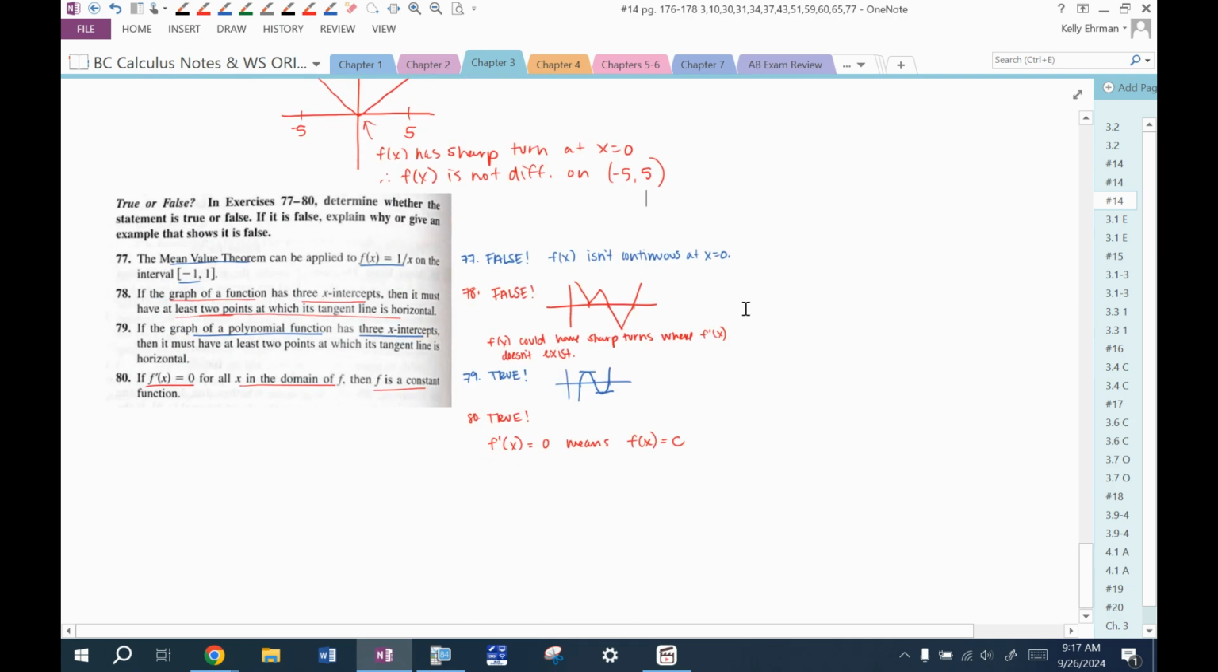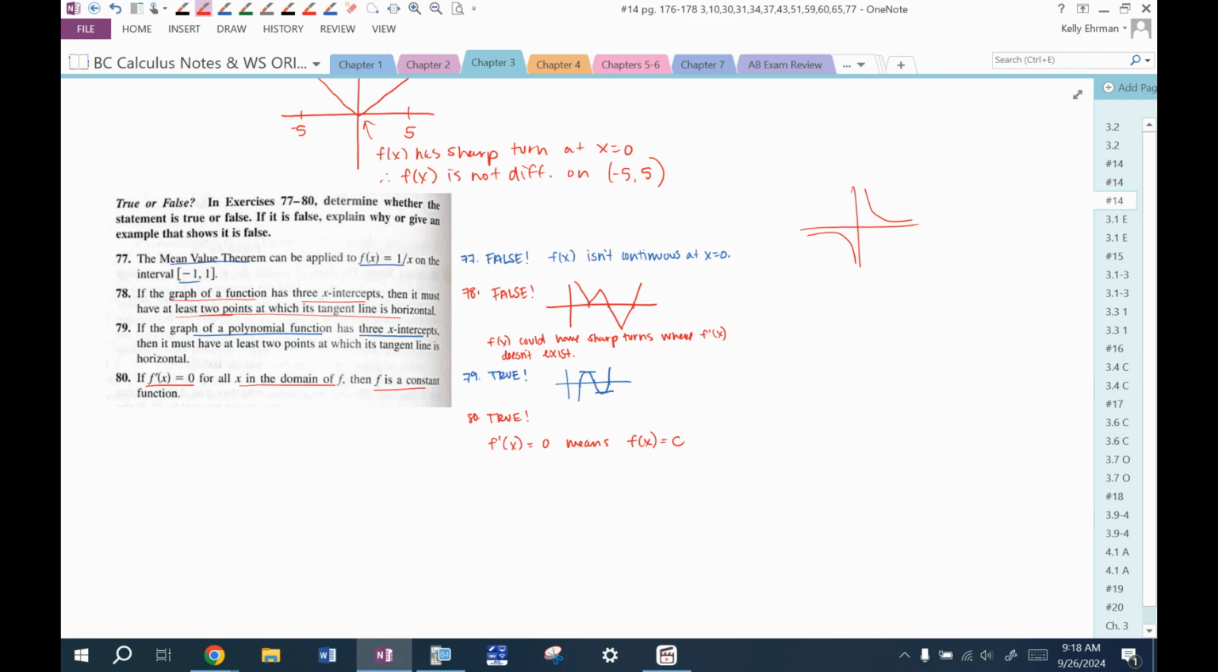All right, true and false. I left my answers up here, so I will just talk through these. The mean value theorem can be applied to 1 over x on the interval negative 1 to 1. 1 over x is that graph that looks like this. It's discontinuous at x equals 0. So false. The first thing is that f has to be continuous and differentiable.